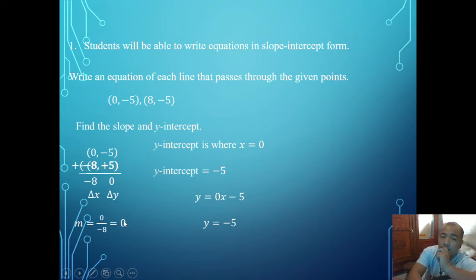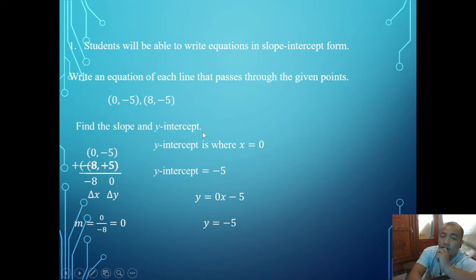So y-intercept is negative 5, slope is 0. Substitute in y equals mx plus b to determine its equation. So we have y equals 0x minus 5, or y equals negative 5, because 0x is 0. 0 minus 5 is negative 5.